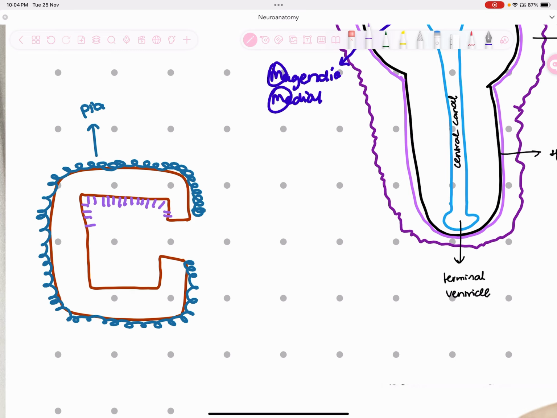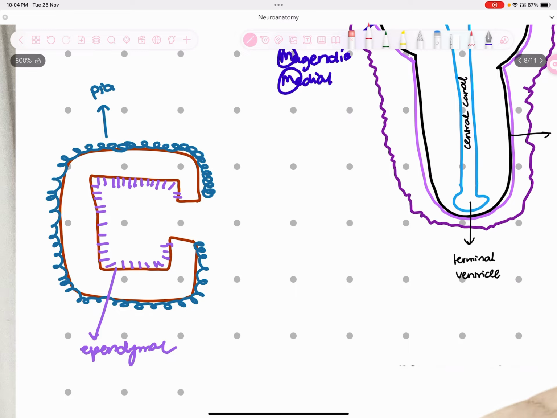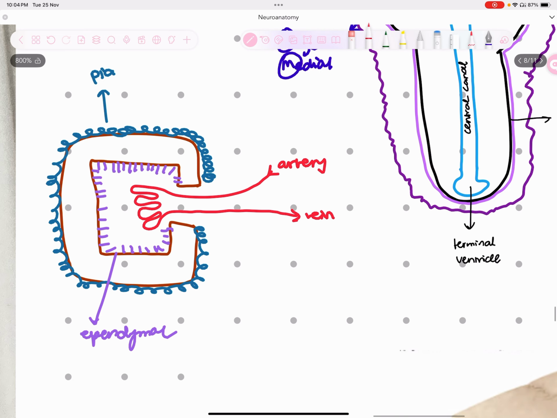So, am I making sense? Let me just label this as well. This is ependymal cells. And then here, this is your pia mater, brain, and then ependymal cells. Now, what happens is that here you have your choroidal arteries and choroidal veins. The choroidal artery is coming in, it's forming a tuft here, and then it's going out. So artery comes in, and the vein goes out. It's basically a tuft of vascular structure.